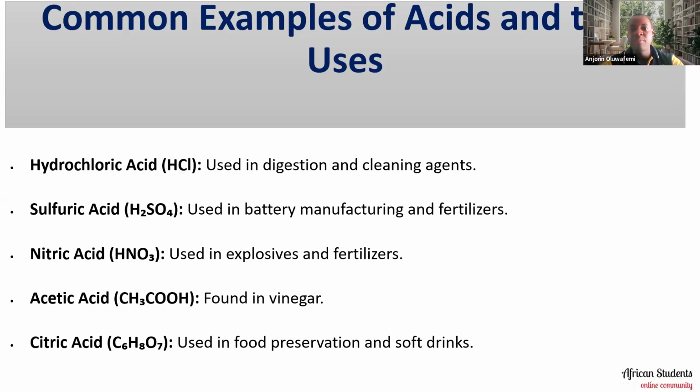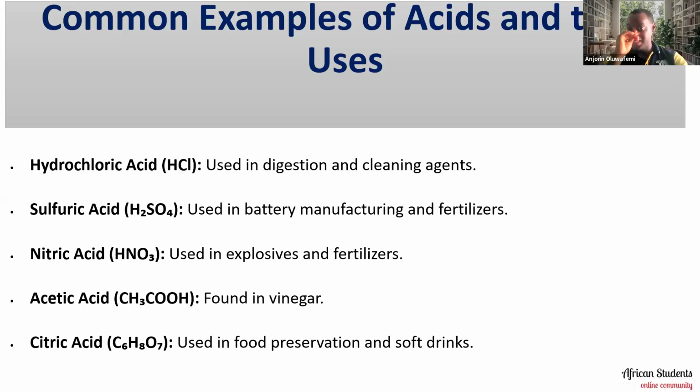Sulfuric acid is another example of a common acid that we have available, and it is used in battery manufacturing and also in fertilizer. For those of us that have seen a car before, not just seen a car, but you've opened the bonnet and you have checked through and you have seen the battery that is inside the vehicle or the car.